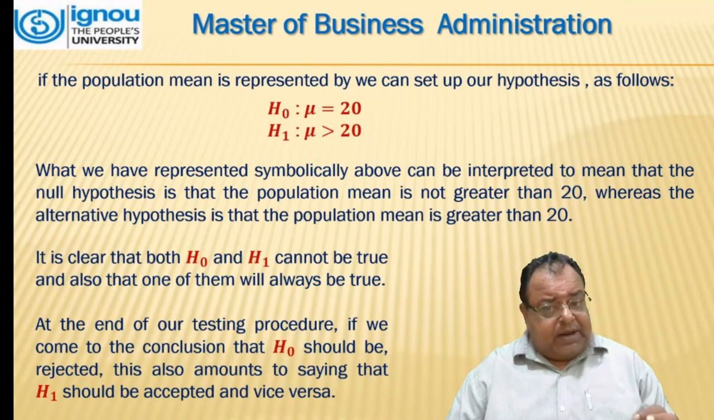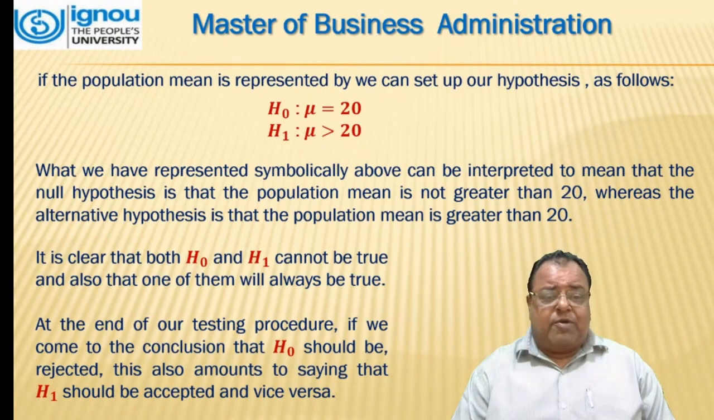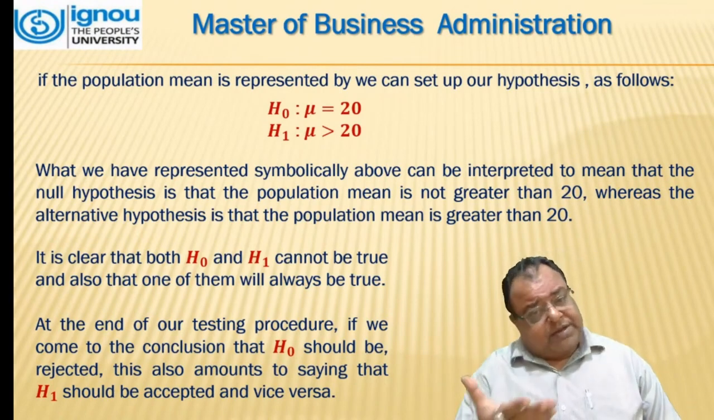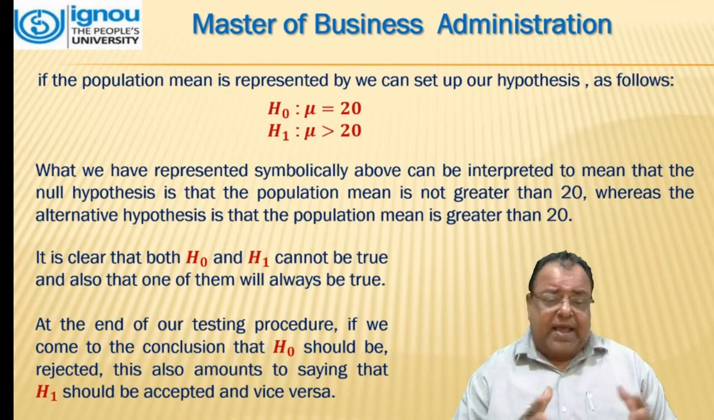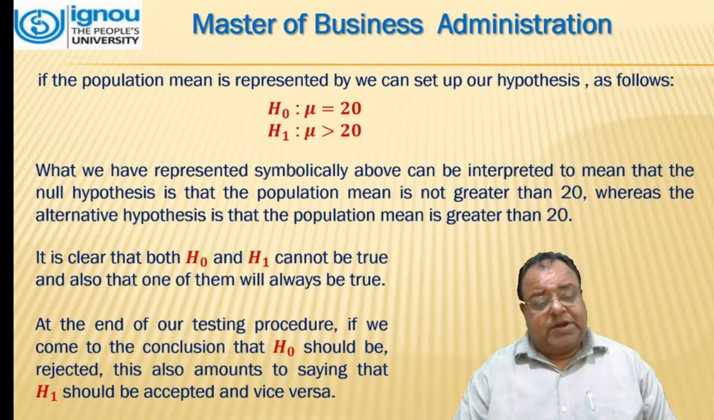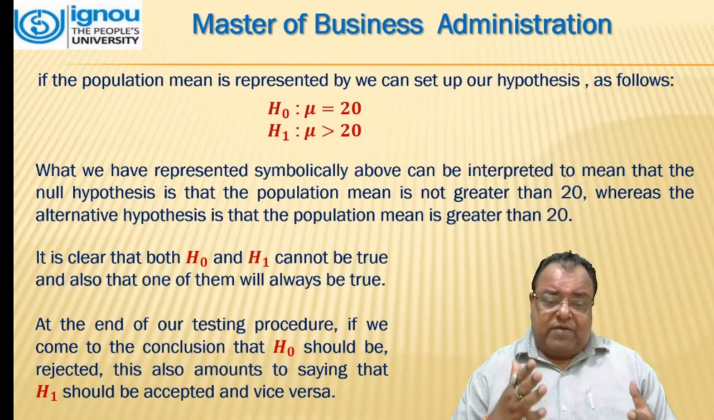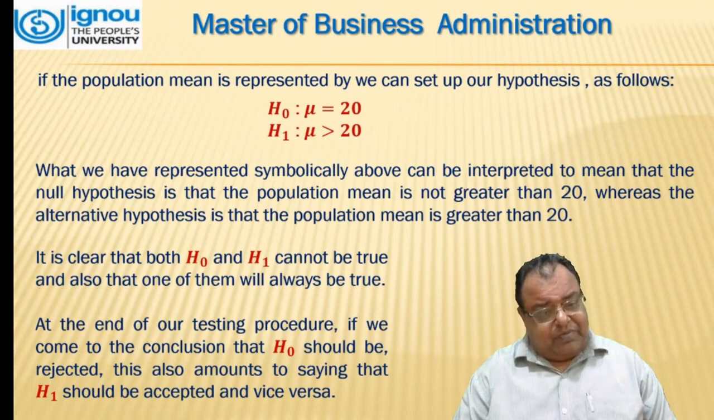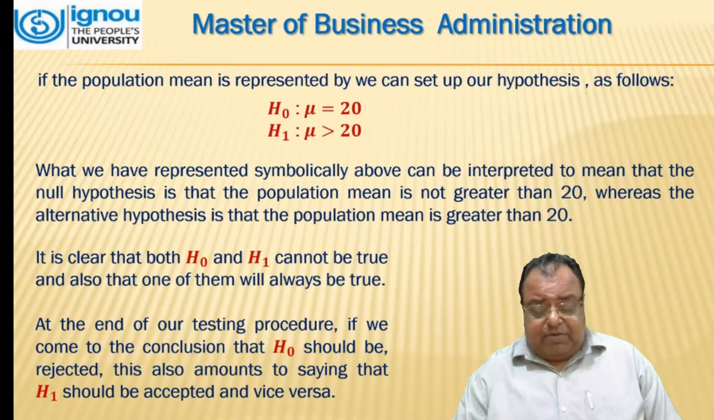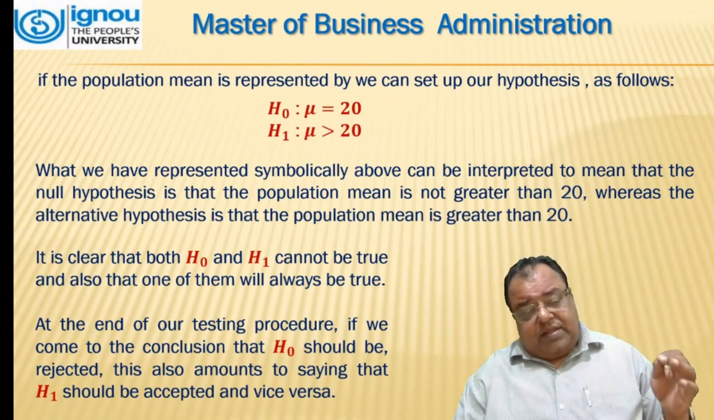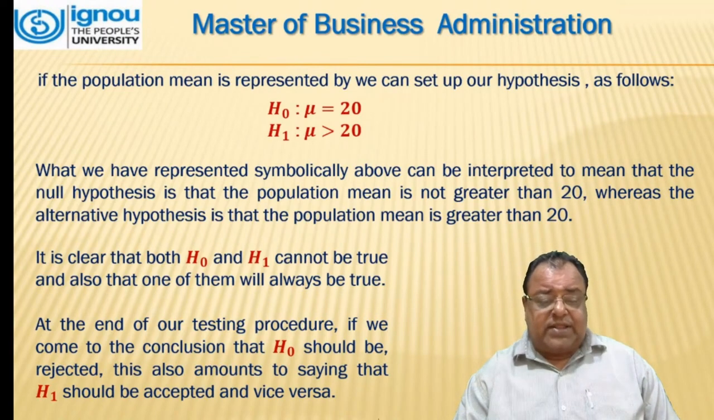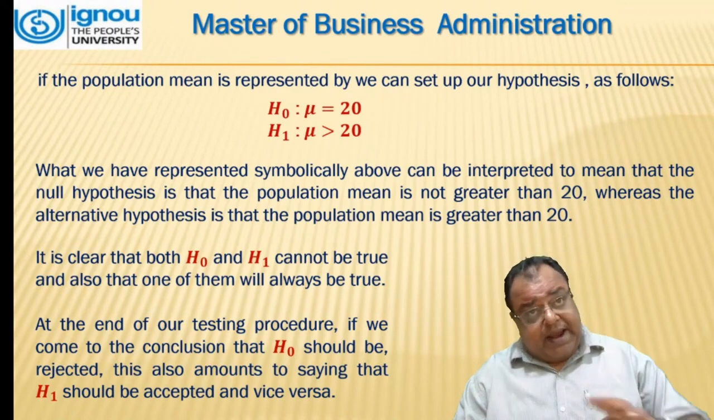What we have represented symbolically above can be interpreted to mean that the null hypothesis is that the population mean is not greater than 20, whereas the alternate hypothesis is that the population mean is greater than 20. It is clear that both H0 and H1 cannot be true, and also that one of them will always be true. At the end of our testing procedure, if we come to the conclusion that H0 should be rejected, then this also amounts to saying that H1 should be accepted and vice versa.